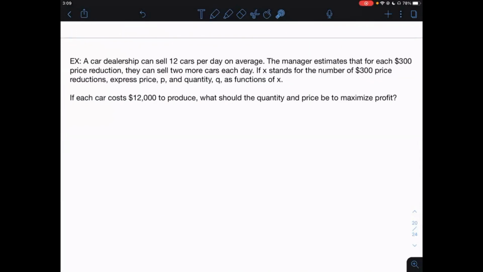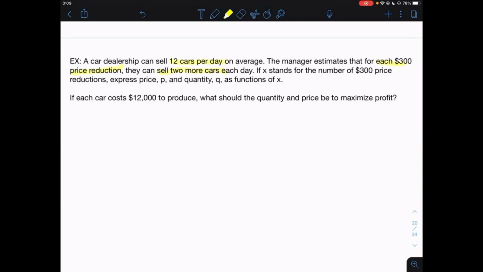More business application example. Suppose for this problem it tells us that a car dealership claims it can sell 12 cars per day on average. Now, suppose the manager of this dealership estimates that for each $300 price reduction, they can sell 2 more cars each day. All right, so they sell 12 cars per day on average, but then the manager believes that if they reduce the price of their cars by $300, for each of these price reductions, they can sell 2 more cars each day.